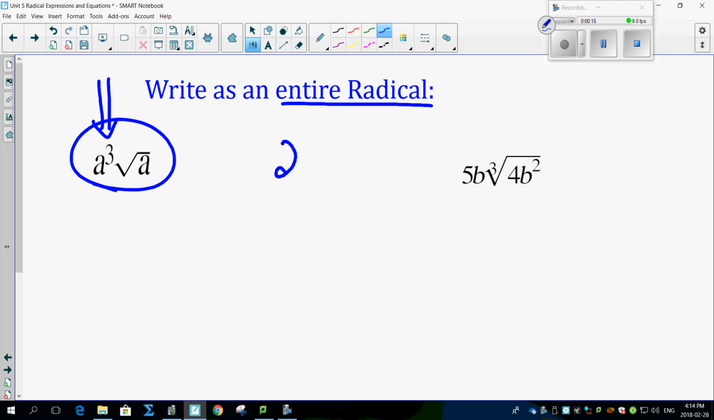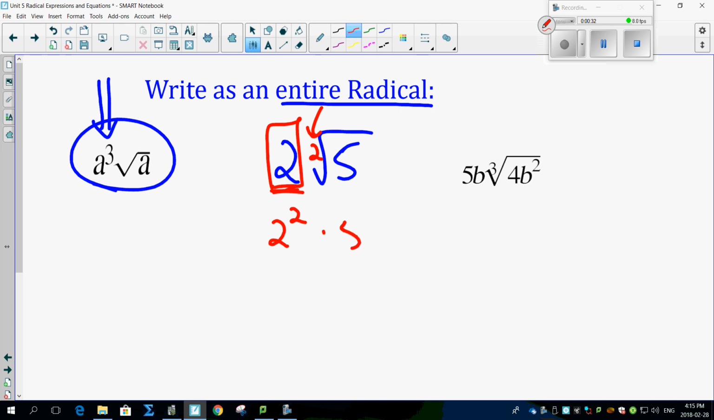So do you remember something like this where we had 2 square root 5? Yeah, I'm pretty sure you do. To make this into an entire radical, we had to look at the index. And we said, oh, yeah, that was actually 2 squared. Why? Because that was originally a pair of numbers, right?